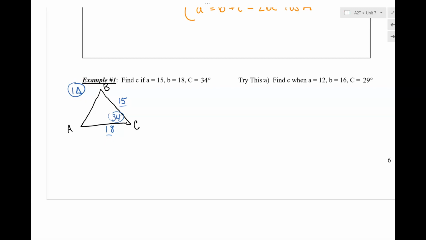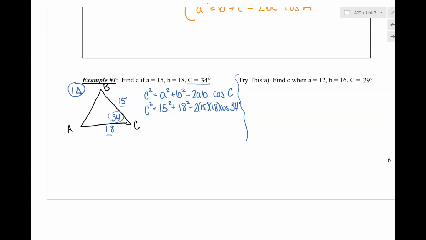Okay, so then I'm given little a, little b, big C. So if I'm given angle C, that means it's going to be c squared is equal to a squared plus b squared minus 2ab times the cosine of big C. And I'll always write them out. There is some room for error here just because if you get moving so fast, things can happen. So I'm going to plug in what I know. I know that little a is 15, little b is 18, minus 2 times 15 times 18 times the cosine of 34 degrees. And yes, you will need a calculator.